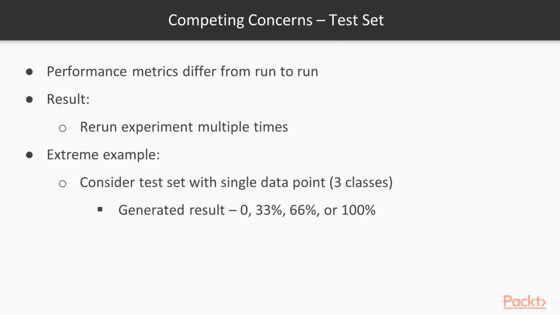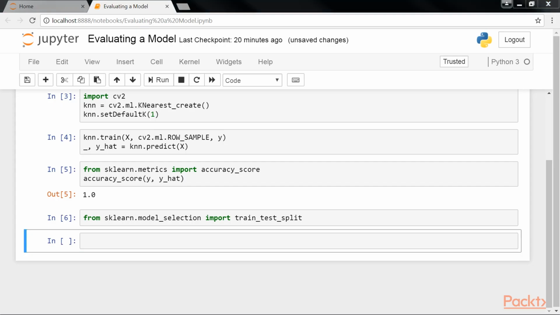If our test set is too small, our performance metric might differ significantly from run to run. As a result, we'd have to rerun our experiment multiple times to get an idea of how well our model does on average. As an extreme example, consider a test set with a single data point. Since there are 3 different classes in the iris dataset, we might get either 0, 33%, 66% or 100% correct. A good starting point is an 80-20 training test split. However, it all depends on the amount of data available. For relatively small datasets, a 50-50 split might be more suitable.